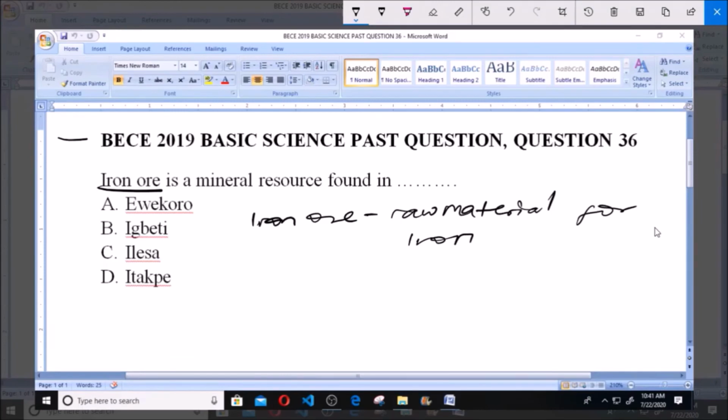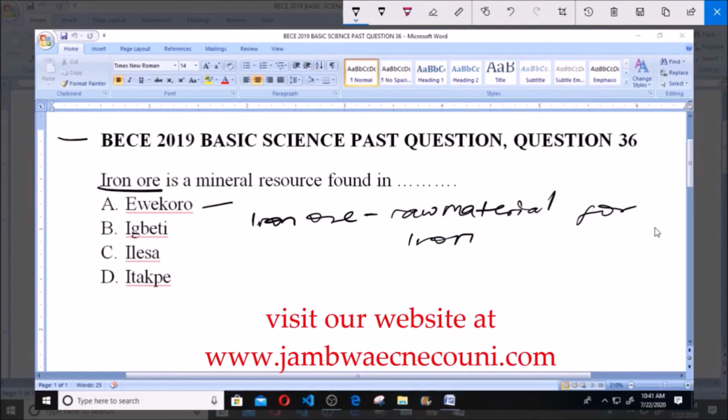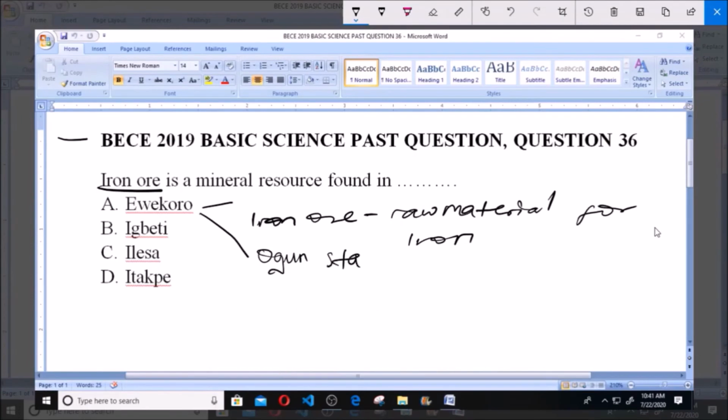And now we have to ask, where can we find this iron ore? Where is it found mostly as a mineral? A says Ewekoro. Now I want you to know that Ewekoro is in Ogun State. And the things you find here are mostly alunites. You find mostly alunites in Ewekoro, not iron ore. So mostly in Ewekoro in Ogun State, you find alunites.